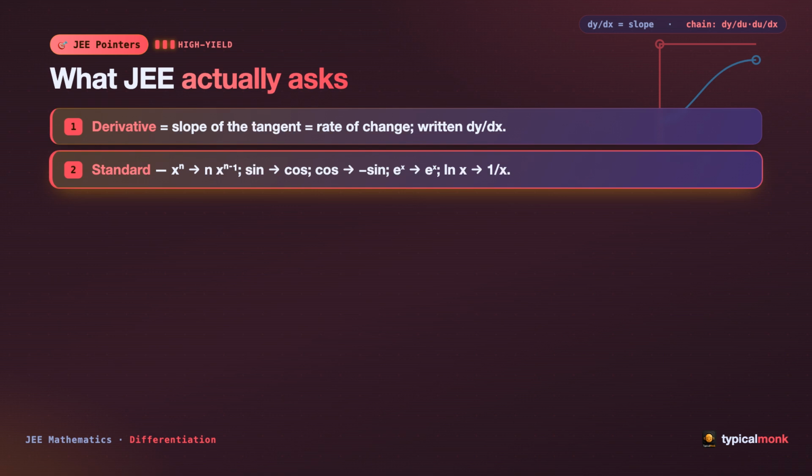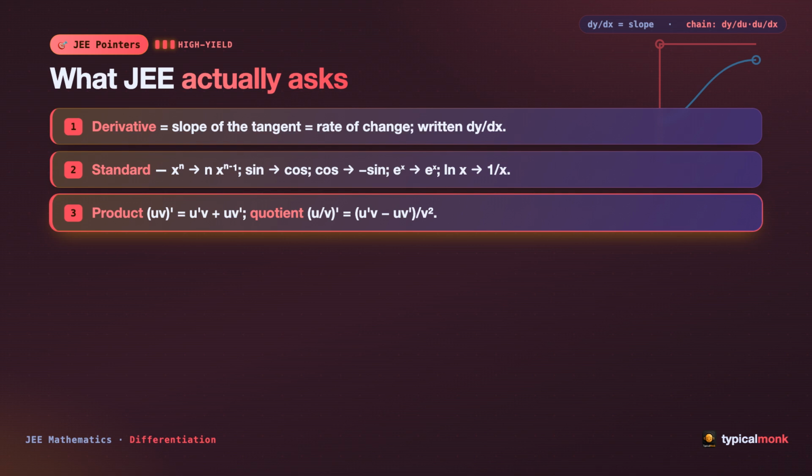Sine gives cosine, cosine gives minus sine. e to the x gives e to the x, natural log x gives 1 over x. 3. The product rule, derivative of uv is u dash v plus uv dash. The quotient rule, derivative of u over v is u dash v minus uv dash over v squared.